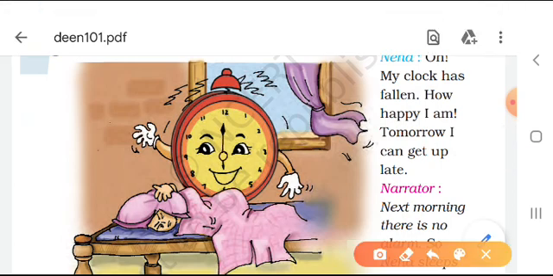Oh, my clock has fallen. How happy I am. Tomorrow I can get up late.